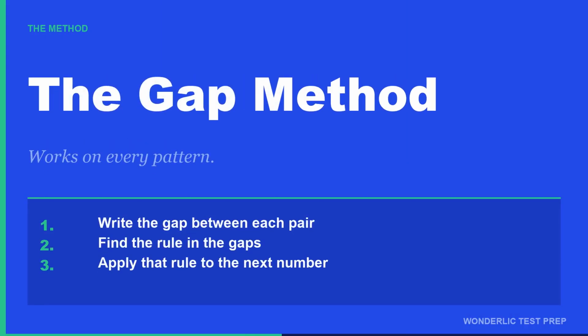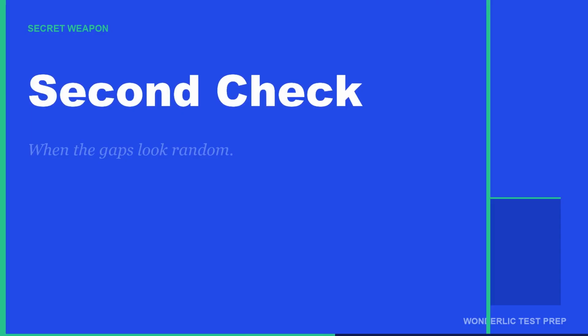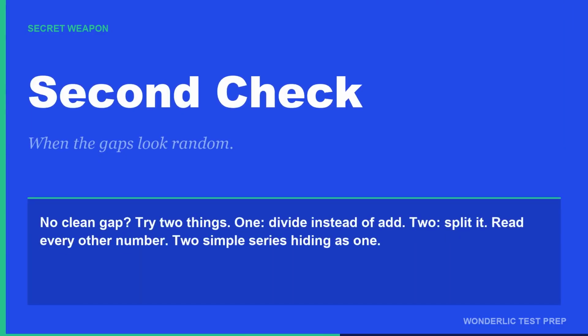Now here's the method that cracks all 3. The gap method. Step 1, write the gap between each pair of numbers. Step 2, find the rule in those gaps. Same number, constant, growing, changing gap. Step 3, apply that rule to get the next number. Gaps first. Every time.